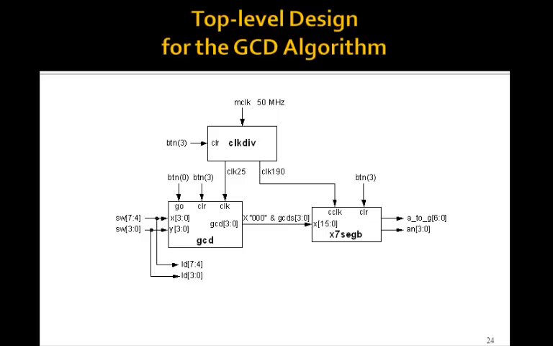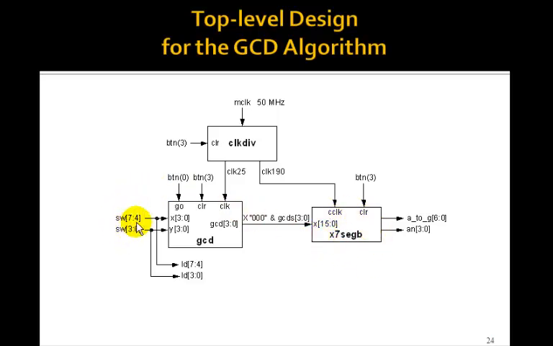We can now make a top-level design so that you can download it to the FPGA board. All we need is clock div. We'll use a clock 25, a 25 megahertz clock. That'll be a Q0 in clock div. And our clock 190 to run X7SegBC.